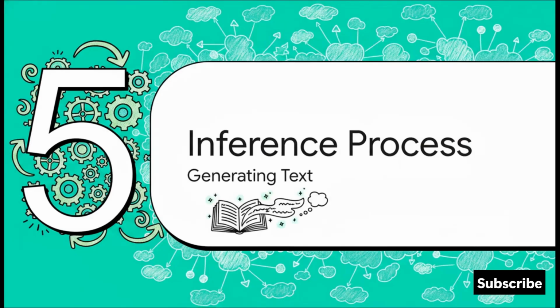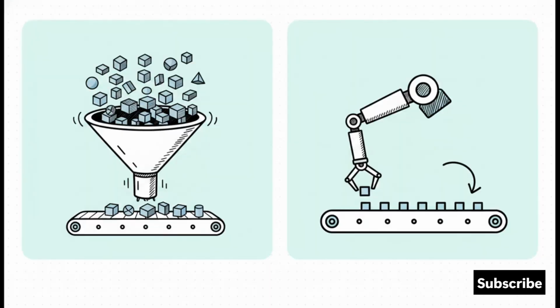Section 5. The inference process. Now for the grand finale. We have a parallel processing transformer that natively understands context and position. How do we actually generate the text you see on your screen? It operates like an assembly line with 2 distinct phases. First is the prefill phase. The AI reads your entire prompt all at once, in parallel, building that rich web of attention we just talked about.